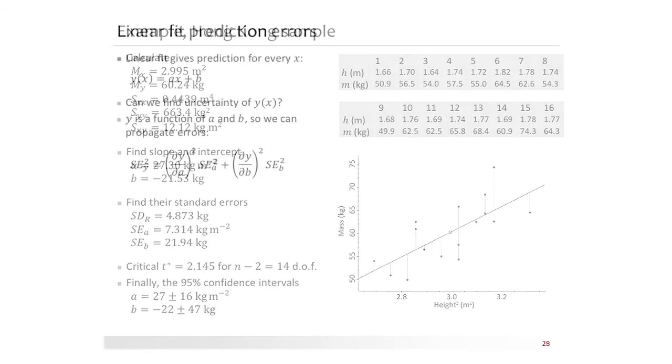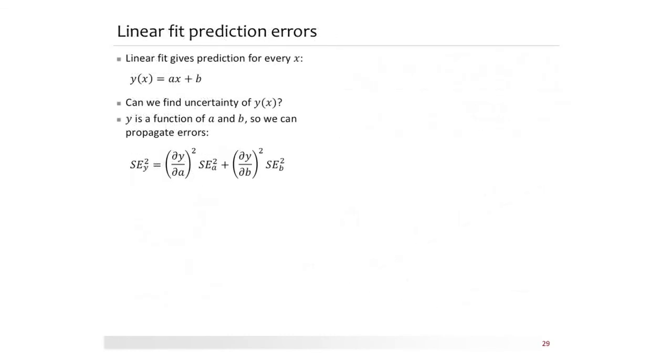Okay, the last thing I wanted to show you is the linear fit prediction errors. So I showed you how to find A and B, slope and intercept, and their errors. But then you have regression line Y, which is AX plus B. Now, can you find uncertainty on Y directly? So what's the uncertainty of our prediction? And yes, we can do it.